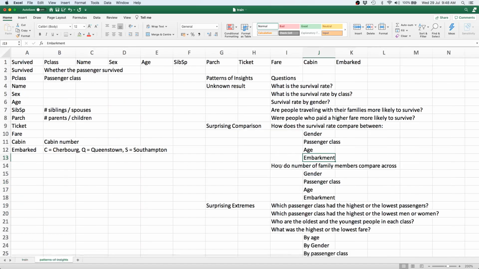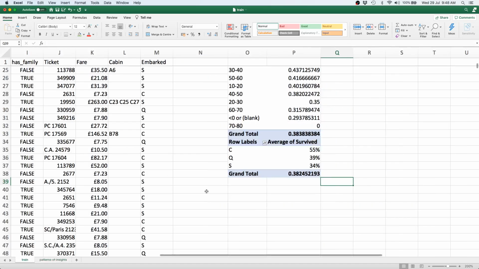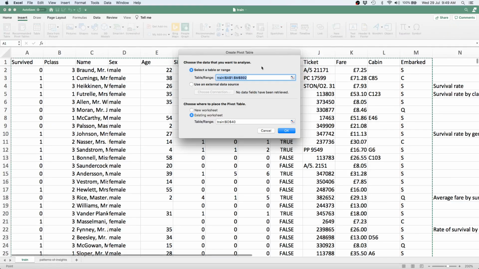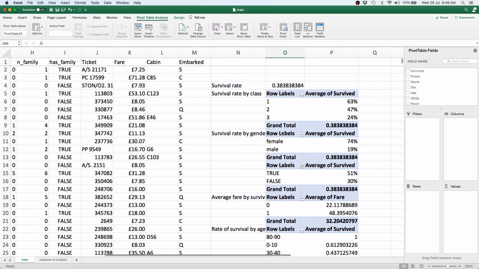The next question is, how do family members compare across gender? So essentially what we need to do is find out how many family members on average each particular gender had. So we can say something like this: number of family members by, let's say, gender, and let's insert our pivot table over here. So let's go to the insert tab, click on pivot table, and this time we want to group the number of family members by gender.